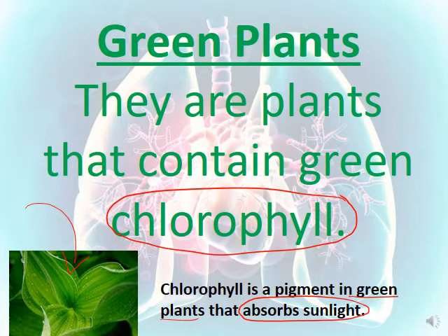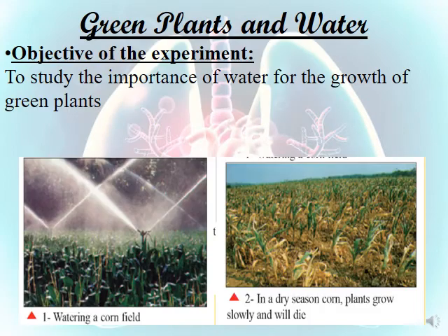So green plants are the plants that contain the green chlorophyll. This chlorophyll is a pigment, and here is the definition of the chlorophyll. It's the green pigment in green plants that absorbs the sunlight. So they are the plants that contain the chlorophyll. So we call them green plants, and sometimes they are referred to as chlorophyllous plants.